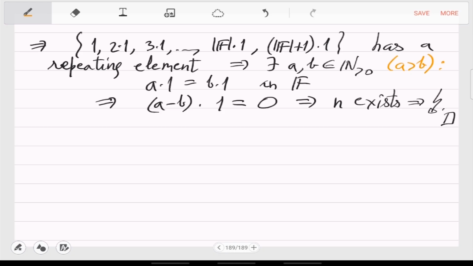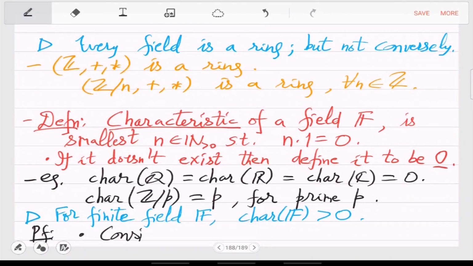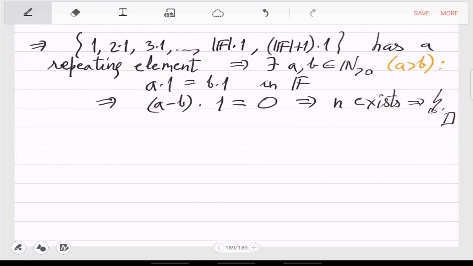So the smallest n will exist. It's positive. So I should not actually do this. Consider these sums, these are 1 more than the field, so 2 of them will be equal, and then you get a direct proof.